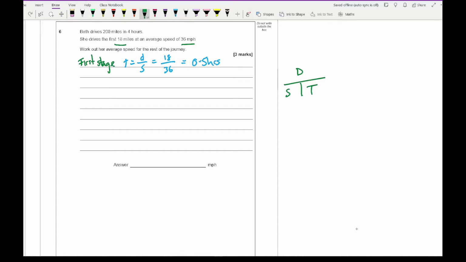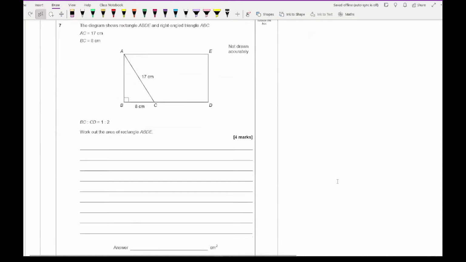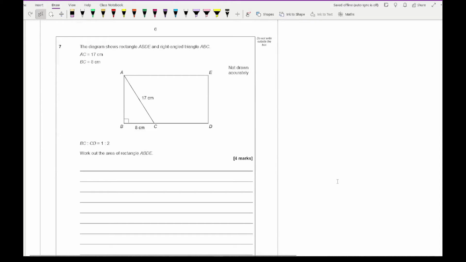So for the average speed of the second stage, what I need to know is the distance over the time. So the distance is going to be 200 minus 18, which is 182, and the time is going to be 4 hours take away the duration of the first stage, which is 0.5, which gives me 3.5. And then all I want to do is divide those two numbers. So on the calculator, what I'm going to do is 182 divided by 3.5, and I get an answer of 52 miles per hour.